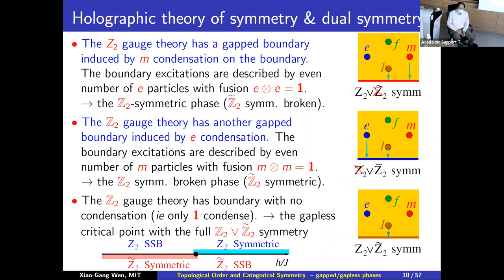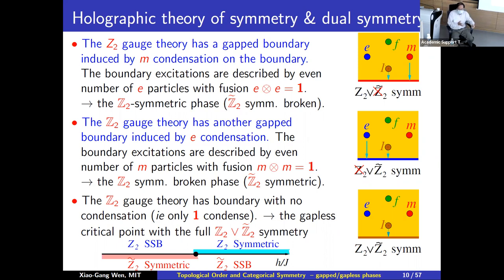However, there's one thing. We claim that this critical point has this kind of categorical symmetry described by the Z2 gauge theory. This categorical symmetry includes the Z2 symmetry and the Z2 dual symmetry, but obviously does not include the EM exchange symmetry. This Z2 gauge theory has an automorphism: when you exchange E and M, everything is the same. There's no EM exchange symmetry here, but at the critical point there's an emergent EM exchange symmetry, which is not included here.